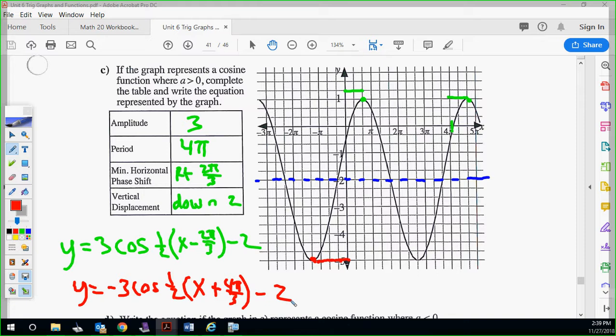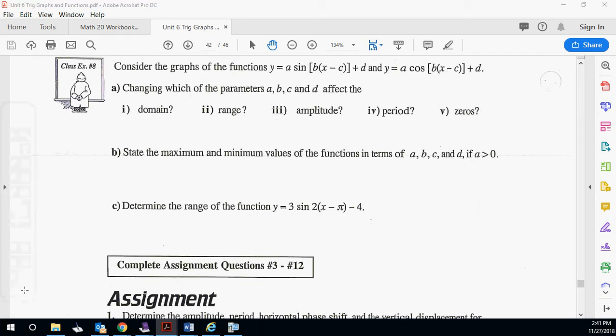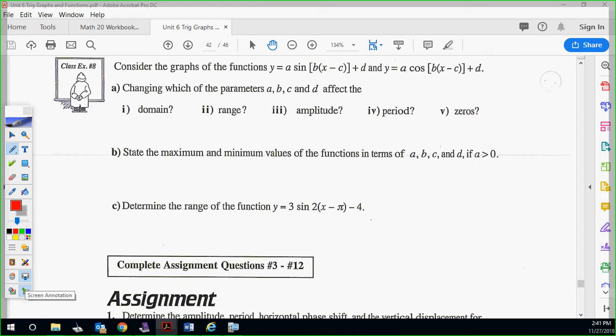All right, last little piece here. Consider the graphs of function a and cosine. Changing which parameters, a, b, c, d, affect the domain? So when is the domain affected? That affects the stretch and stuff, but does that affect what you can use for x? There's no problems with x as the point. There's no effect on the domain, because these curves still go forever. Whether we scrunch these up or spread these out, my domain doesn't change in terms of what I can plug in. So my domain is not affected. So you put none, there's no effect.